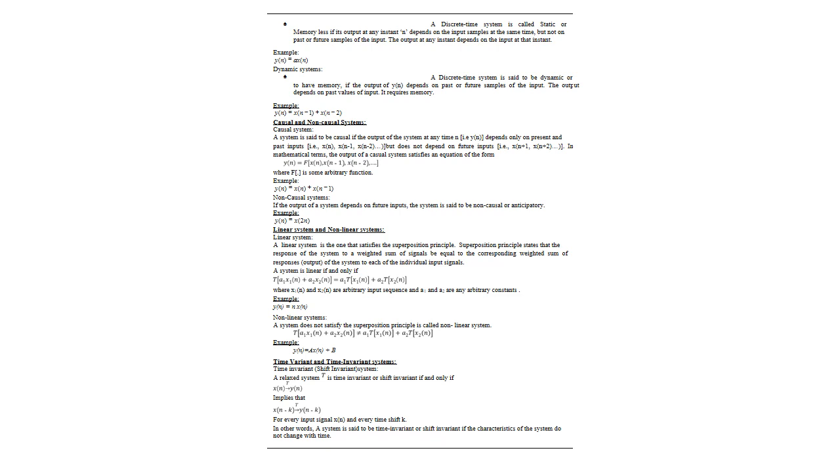For example, y of n is equal to x of n plus x of n minus 1. Non-causal means that if the output of the system depends on future input, it is a non-causal or anticipatory system. For example, y of n is equal to x of 2n.